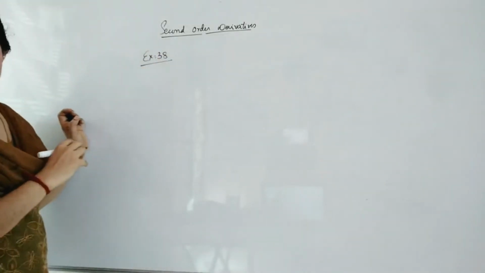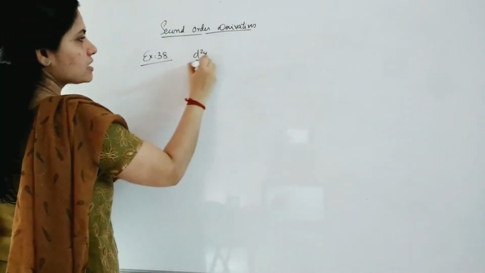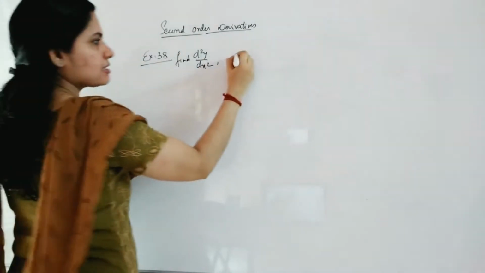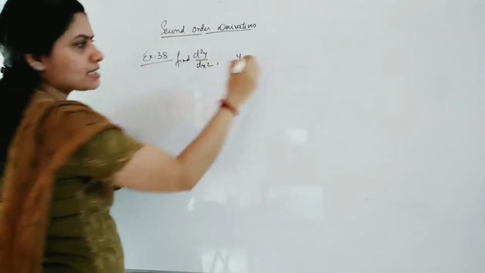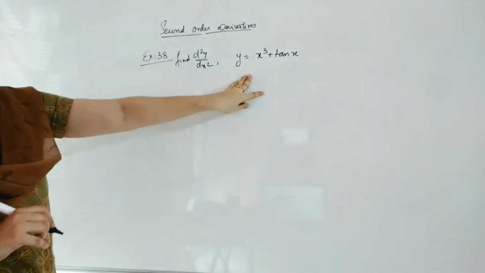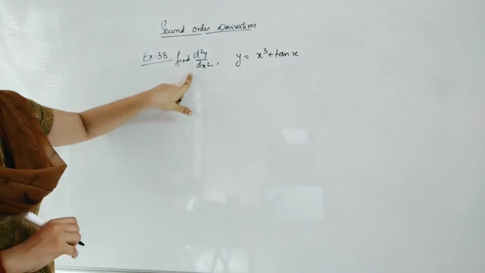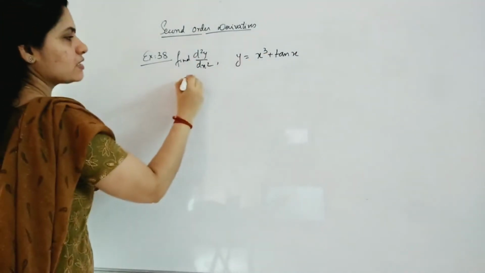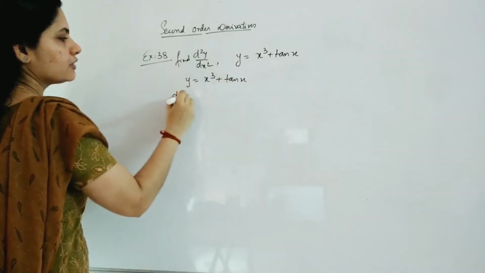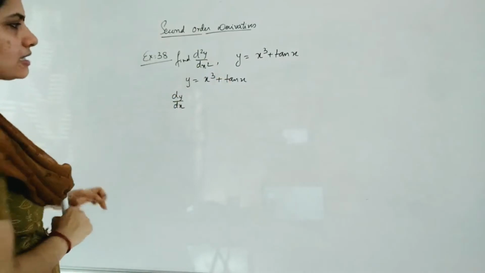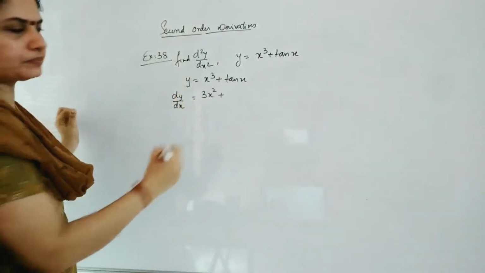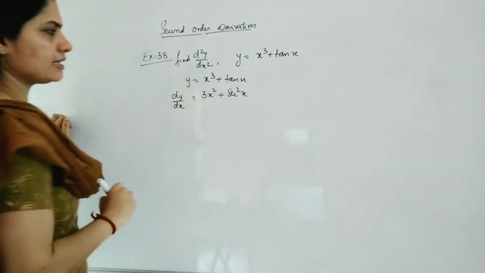Example 38. Find d square y by dx square when y is x cube plus tan x. Y is equal to x cube plus tan x, and you have to find out d square y. So first we will find out what is dy by dx. Y is x cube plus tan x. So first we will differentiate y with respect to x, so that you will get 3x square plus, what is the derivative of tan? Sec square x, right?